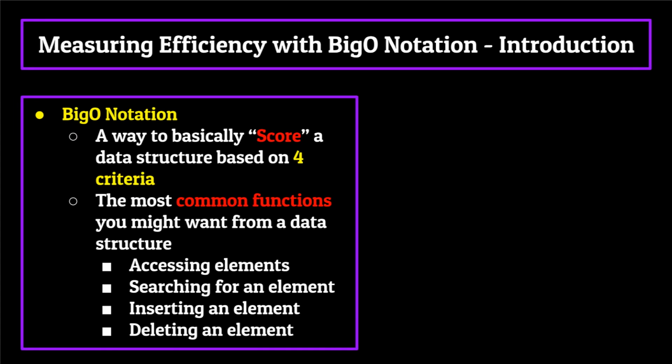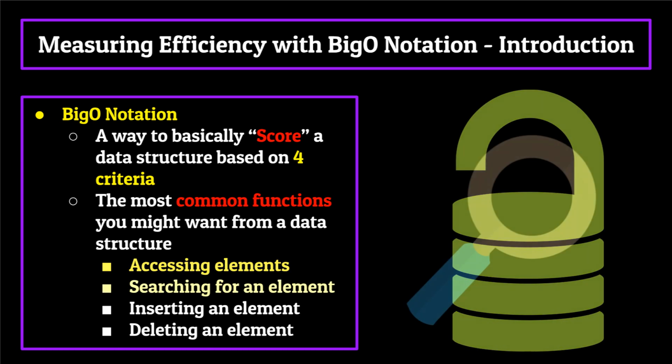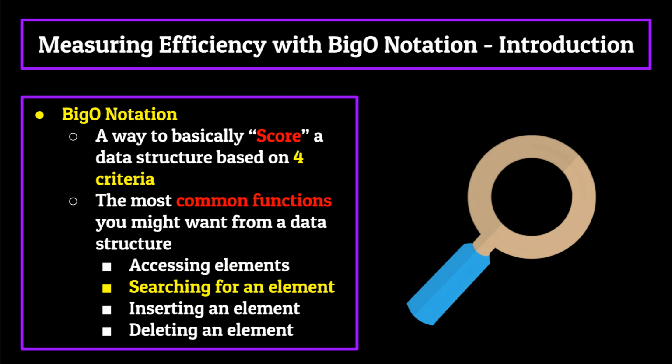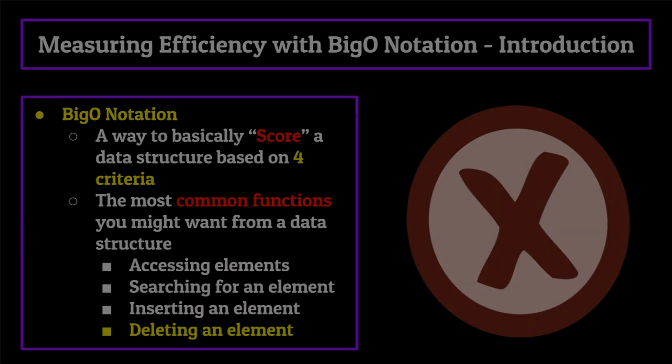So because there are so many different ways to store information, like we talked about in the previous segment, programmers have developed this idea of Big O notation as a way to basically score a data structure based on a few different criteria. This criteria can change based on who you ask, but for the purposes of this video, we will be using 4 criteria representing the most common functions you might want from a data structure. The ability to access a specific element within the data structure, search for a particular element within the data structure, insert an element into the data structure, and remove an element from the data structure.